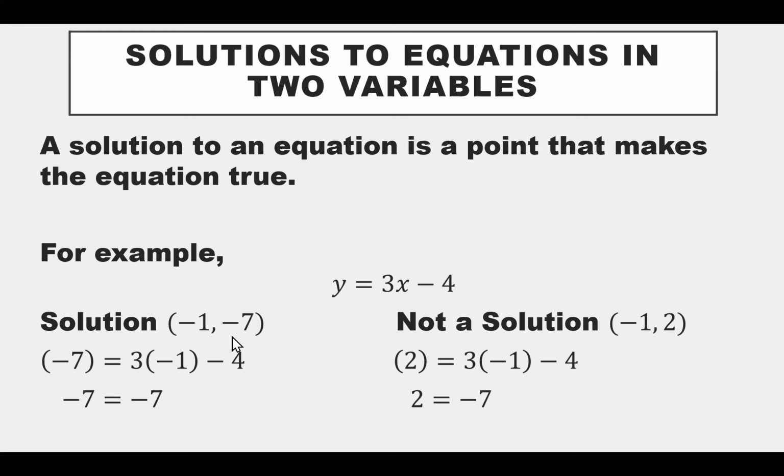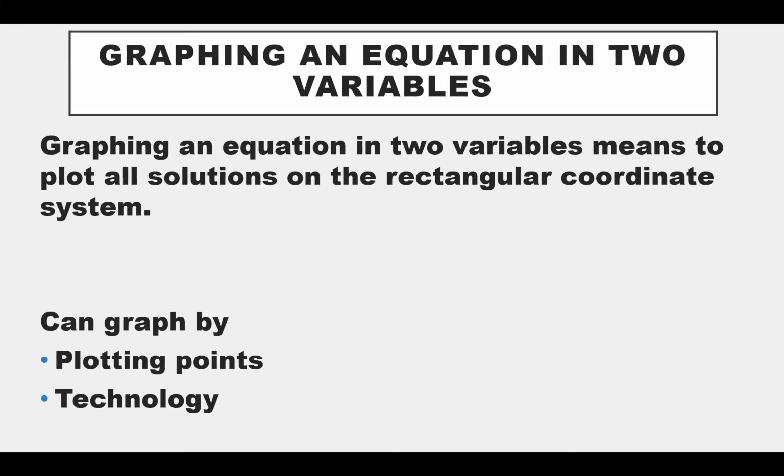Now, -1, -7 is not the only solution to this equation. In fact, there are a lot of them. And that's what graphing an equation in two variables does. When we want to graph an equation in two variables, it means we want to plot all of the solutions on the rectangular coordinate system.